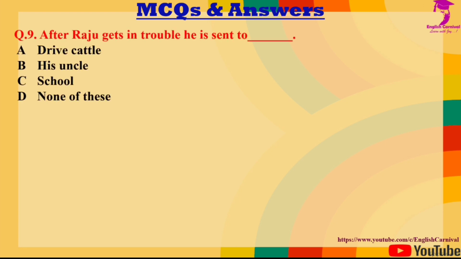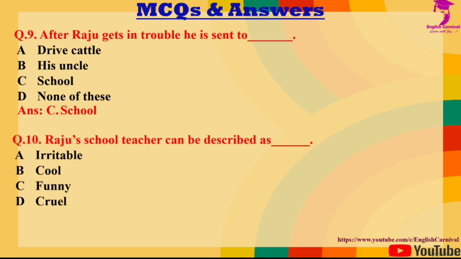Question number 9, after Raju gets in trouble he is sent to dash. Options are A drive cattle, B his uncle, C school and D none of these. The correct answer is C, that is school. Question number 10 we have, Raju's school teacher can be described as dash. Options are A irritable, B cool, C funny and D cruel. The correct answer is A, and that is irritable.